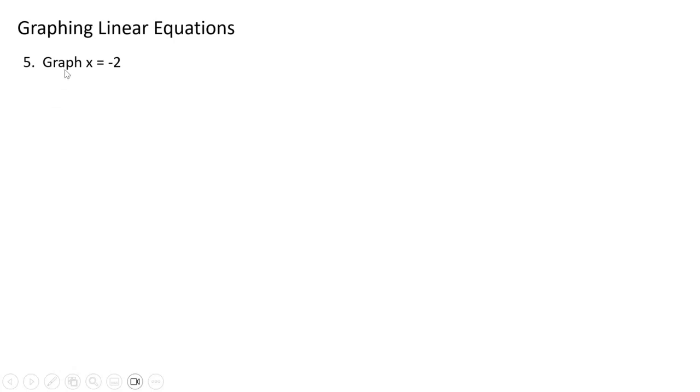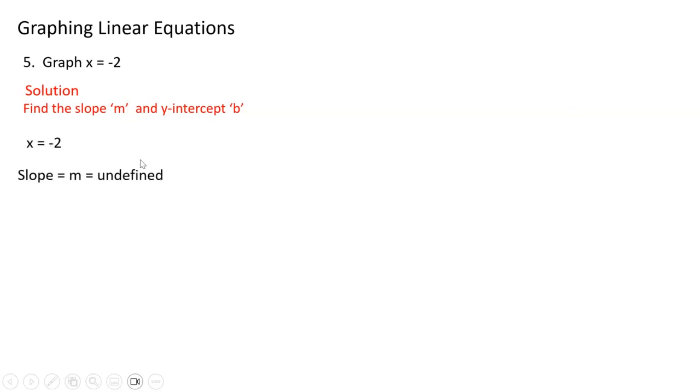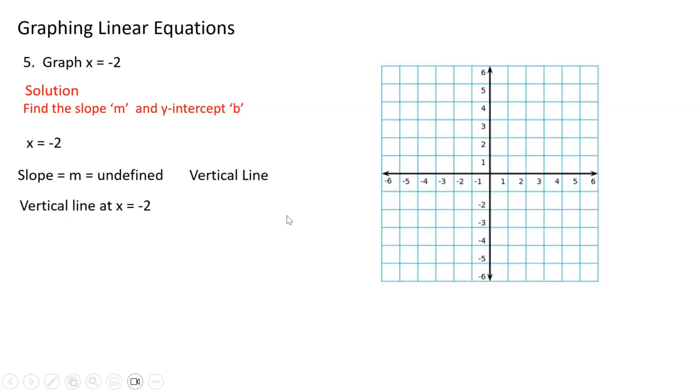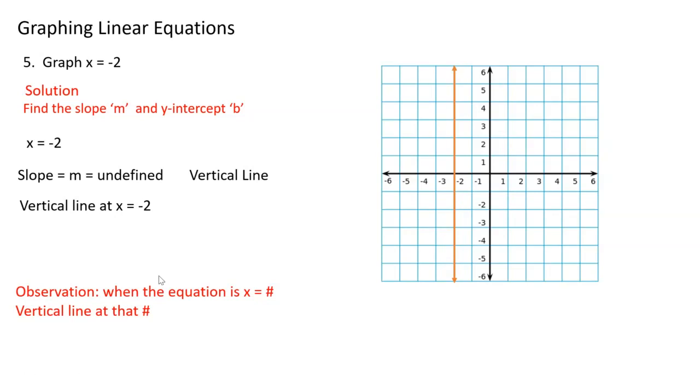Now look at number 5. Graph x equals -2. So my solution is x equals -2. That means the slope is undefined, right? And it's going to be a vertical line. A vertical line where? At x equals -2. So we're going to go to -2 for the x, and we're going to do a vertical line at -2. And here's the observation. When the equation is x equals a number, the vertical line will be at that number. Okay.